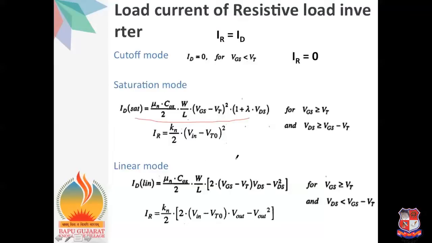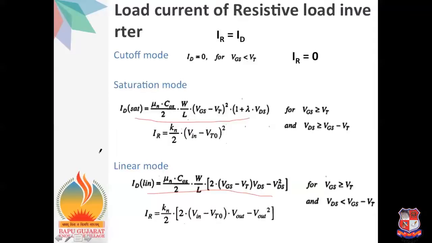And in the linear mode, the drain current equation is also shown in the figure, here for the general N-channel MOSFET. So here we put our notations. It means VGS equal to Vin, VT equal to VTO, and VDS equal to Vout, which gives the load current IR, that is Kn by 2 times [2(Vin - VTO)Vout - Vout²].